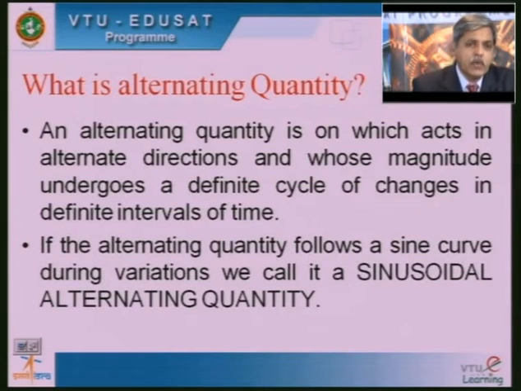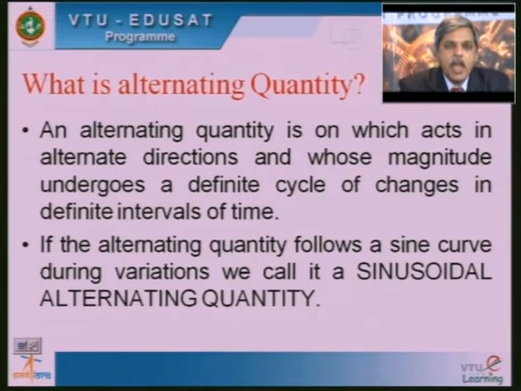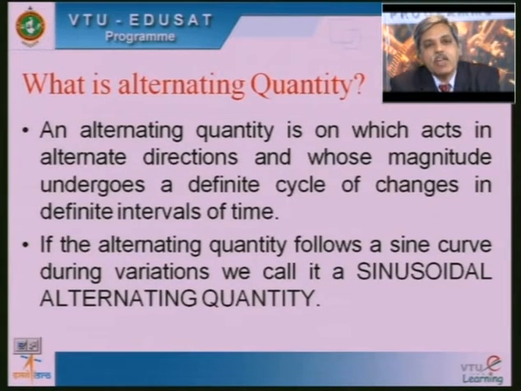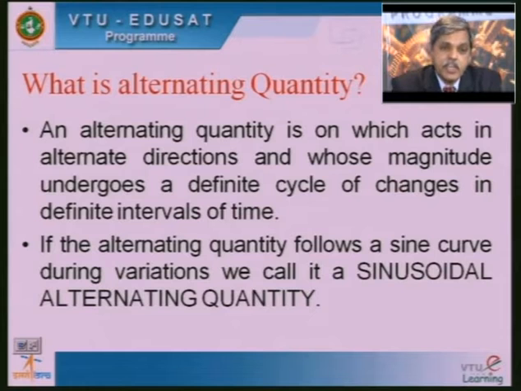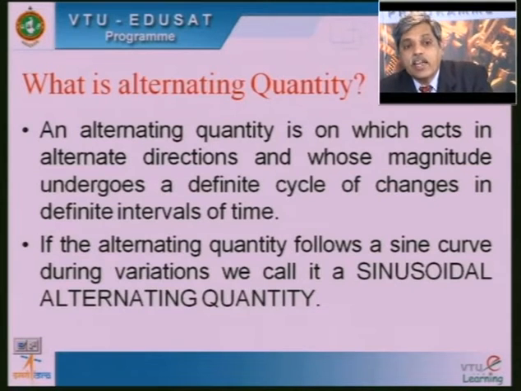Now, what is an alternating quantity? Any quantity which acts in alternate directions and whose magnitude undergoes a definite cycle of changes in definite intervals of time is called an alternating quantity. If during these variations the quantity follows a sine curve, I call it a sinusoidal alternating quantity. The advantage is that if you differentiate or integrate a sinusoidal waveform, the resultant is also a sinusoid. This advantage is not there for any other kind of alternating signals.